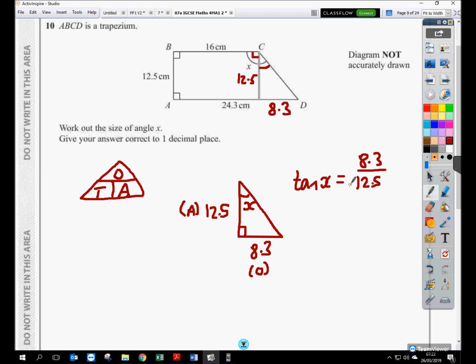What we need to do now is work out inverse tan of this fraction to work out the size of the angle at the top of the triangle. So inverse tan of this fraction, 8.3 over 12.5.